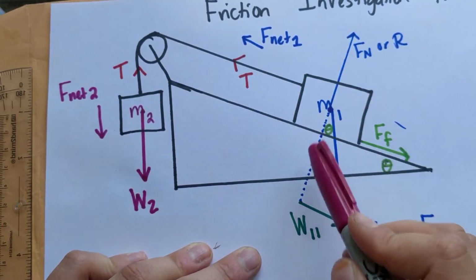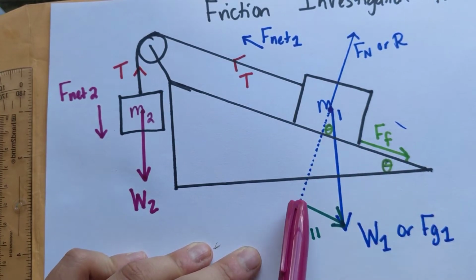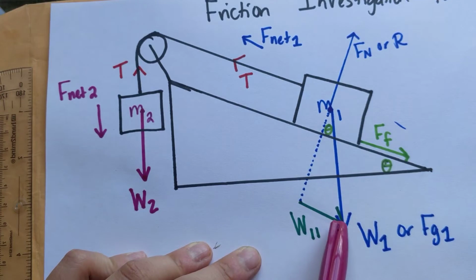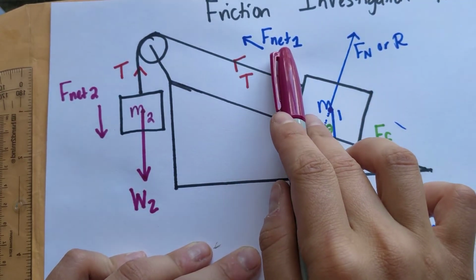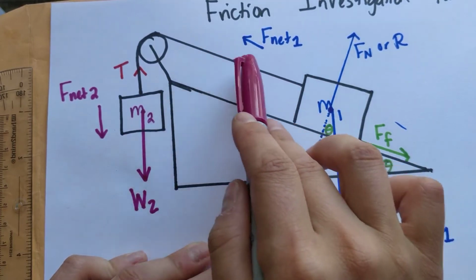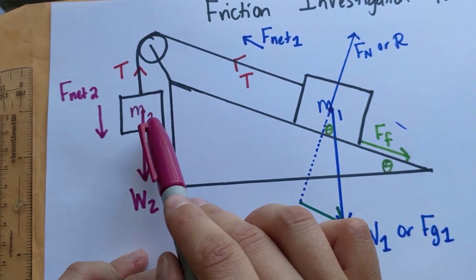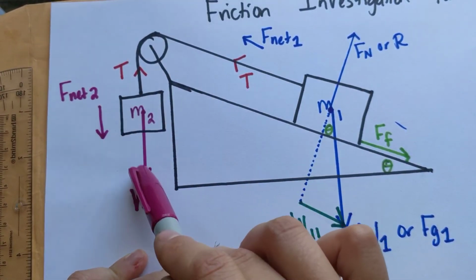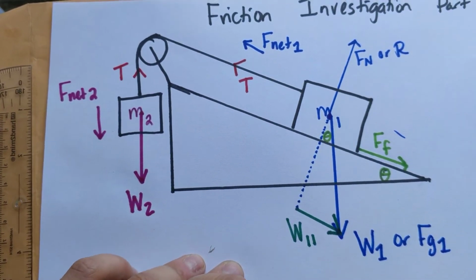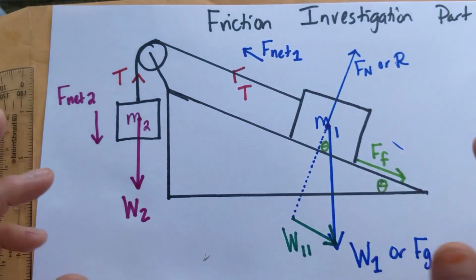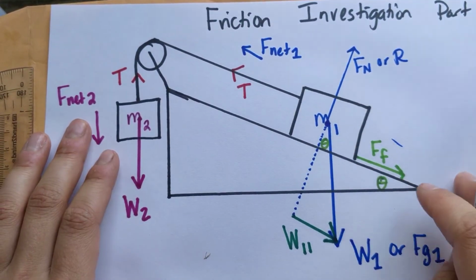Alright, so we have our weight for mass 1, force normal, this component of gravity that gives rise to the force normal. I'm not really going to label it though. I have the parallel component of the force of gravity down the ramp, force of friction, tension, net force on the mass 1, tension for my hanging mass, the weight of the hanging mass, and the net force on the hanging mass. So in the next video I will show you how to calculate for the friction force.